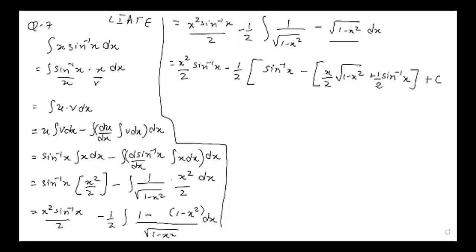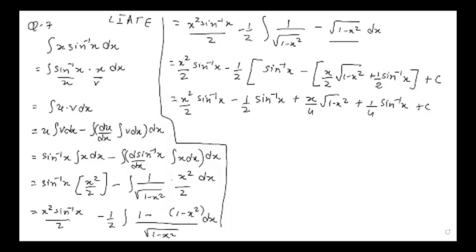So if I open this bracket, then I will have x square by 2 sine inverse x minus 1 by 2 sine inverse x. This minus minus will get plus x by 4 root 1 minus x square, and it will be plus only, but 1 by 4 sine inverse x plus c. So you can see that this and this are like terms, so we have to solve that.